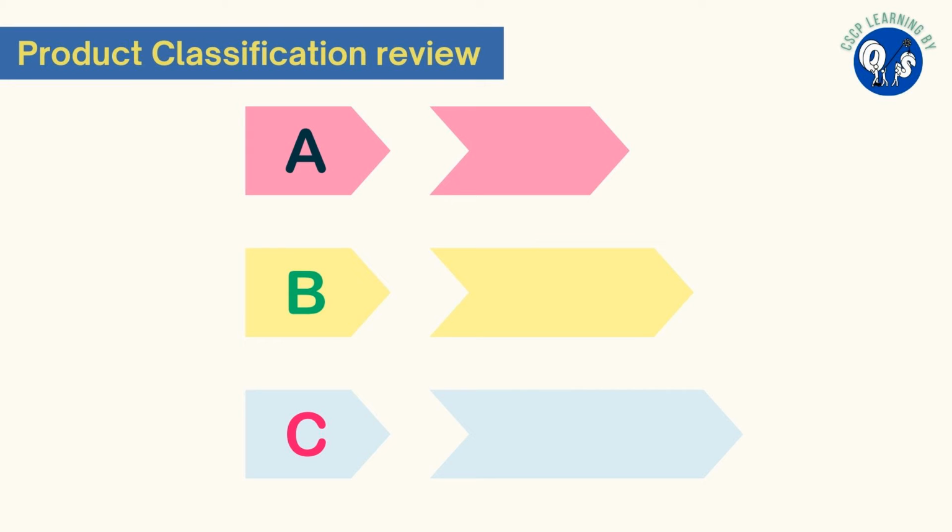Now let's see what a product classification review is. A product classification review involves categorizing products into broader groups for analysis. The main categories are durable goods, non-durable goods, and services. Durable goods are long-lasting, while non-durable goods have a short lifespan. Services are intangible. Further classifications include industrial and consumer goods, each with its subcategories and strategic priorities.